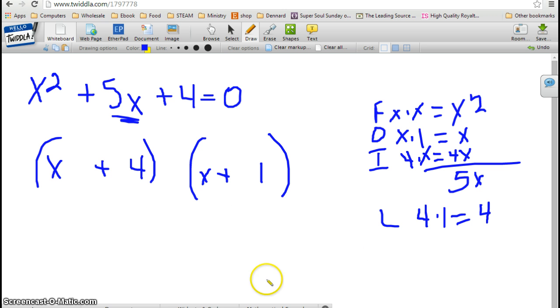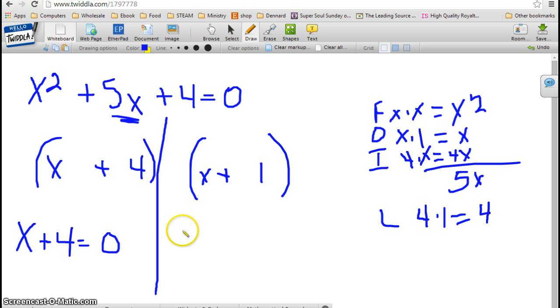So my next step is, and I like to draw a line so you can see clearly, to set this side of the equation to 0. x plus 4 equals 0. And then on this side, x plus 1 equals 0. Okay, then you're going to solve.